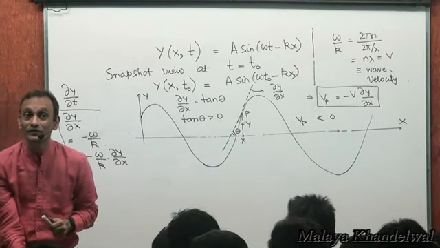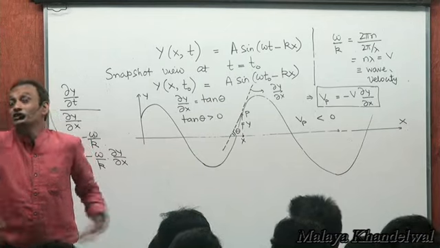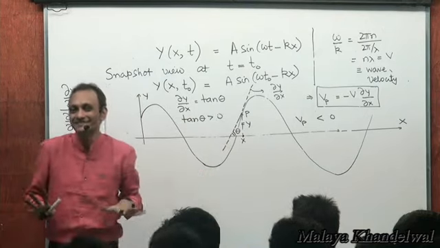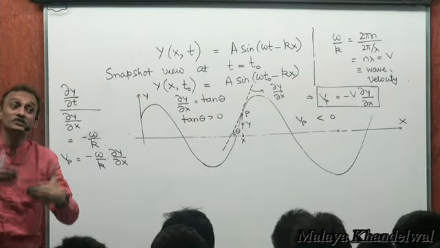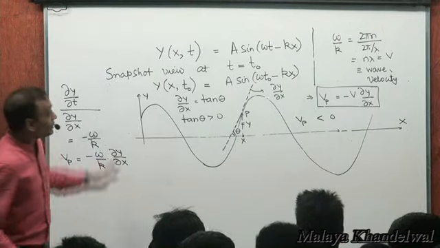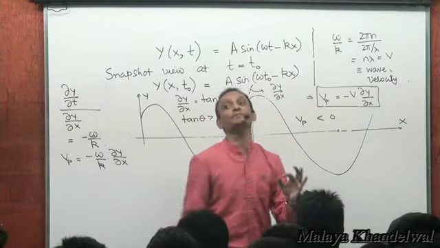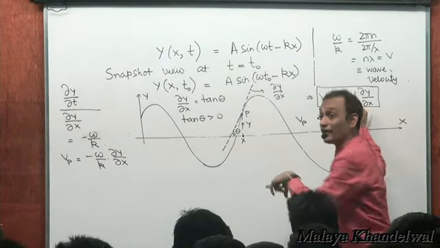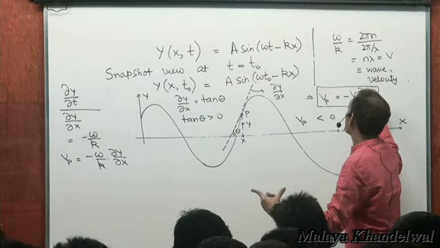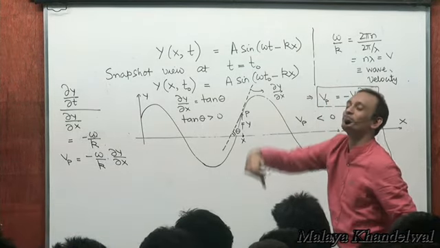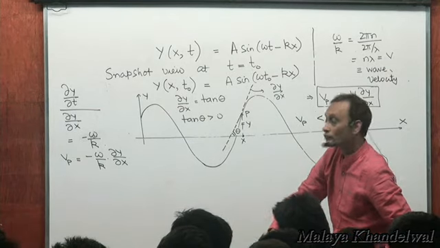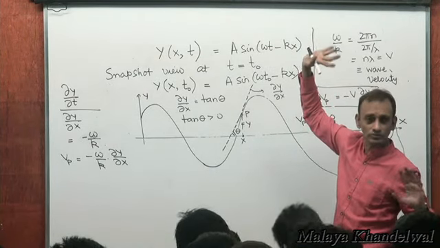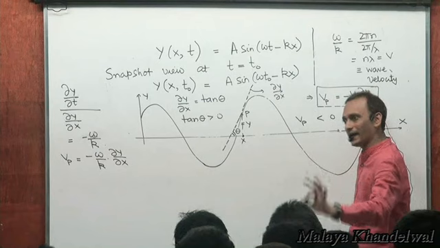Very contrary to an initial belief, when you would see a particle here and you would think, well, the curve is going up, so the particle must be moving up. Not really, right? The particle is actually poised to move down. However, if the same snapshot was of a wave traveling in the negative x direction, then V would have been negative, tan theta positive, Vp would have been positive. The particle would have been poised to move up then. Yes or no?